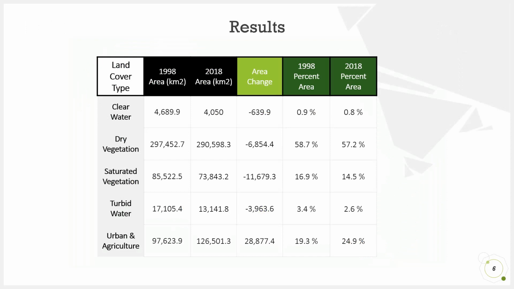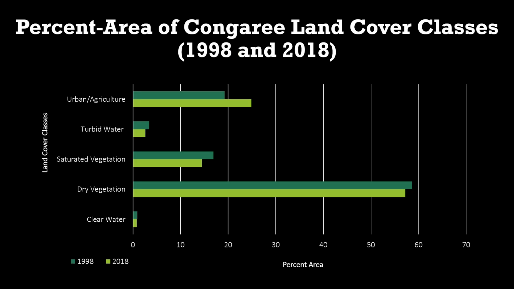Specifically, if we look at the change in area, we see that all natural areas like clear water, dry vegetation, saturated vegetation, and turbid water decreased, while developed man-made areas like urban and agriculture increased. And here's a chart of percent area of Congaree land cover classes, which shows the same increase in urban and ag areas and decrease in natural areas.